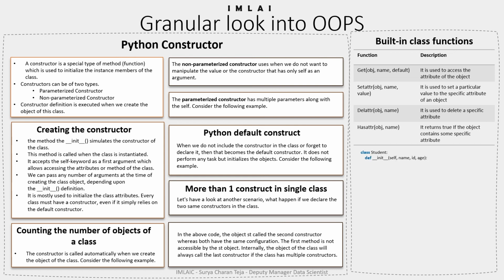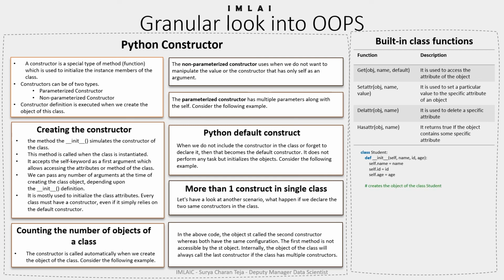So let's take an example. Here we have a constructor. Basically, it's a parameterized constructor. It consists of three parameters: name, ID, age, and on the other side we have instance variables: self.name, self.ID, self.age. So now we have attached or linked the parameters inside the constructor with the instance variables so that we can use them further.